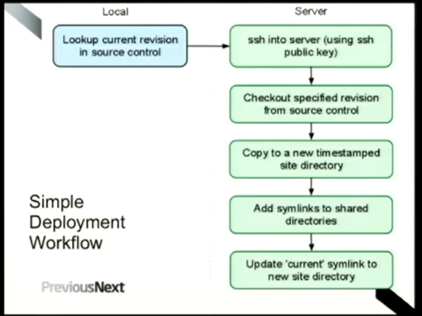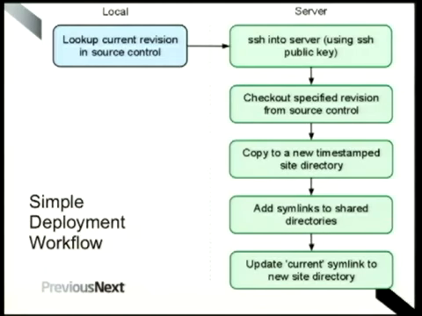Okay, so this is a basic diagram of how things work. You've got your local machine on the left, and then this is what's happening on the server on the right. The first thing it does, you'll be in your project directory, so it'll be the root of your Git repository. And it'll do a lookup of what the head of your Git repository is. It's not really dependent on a particular version control system.